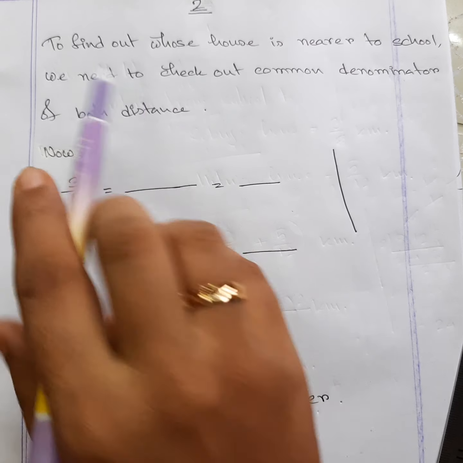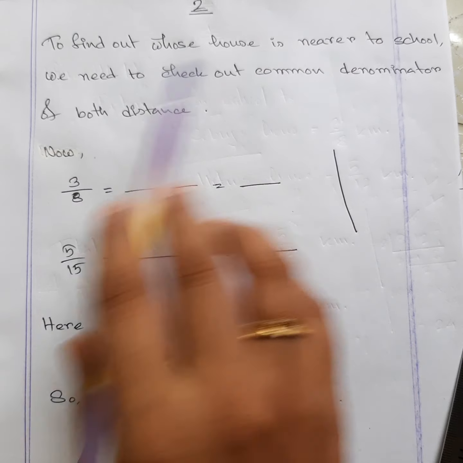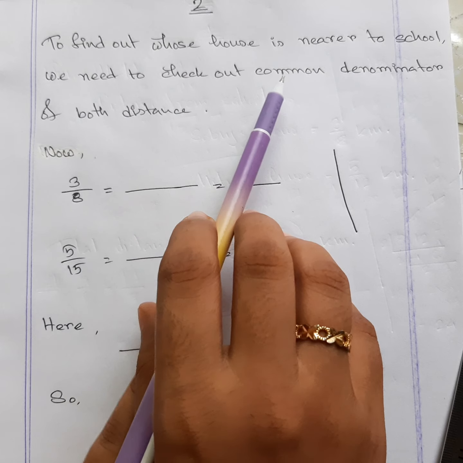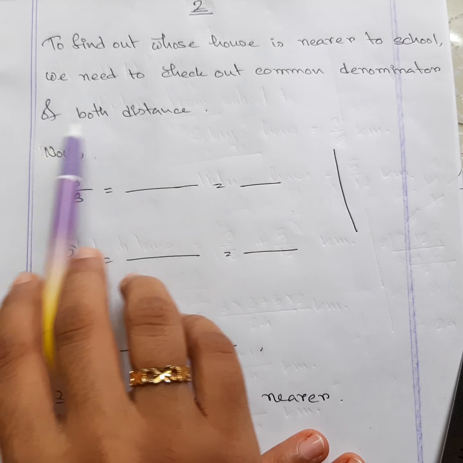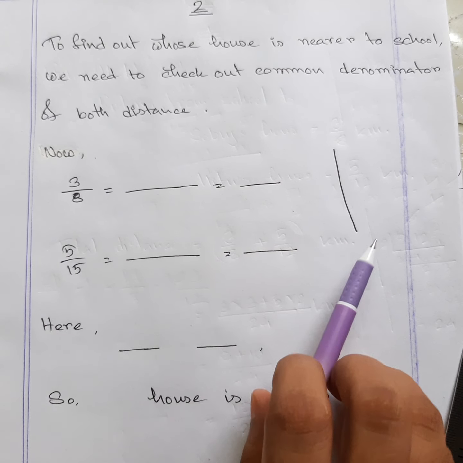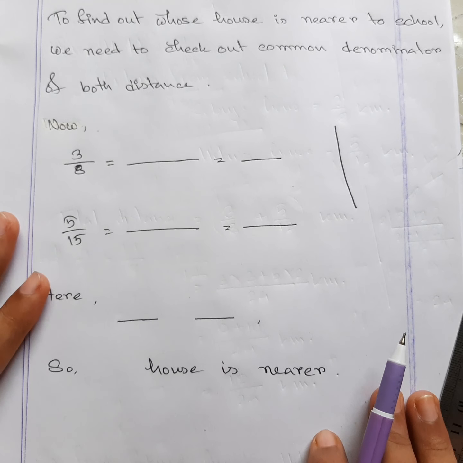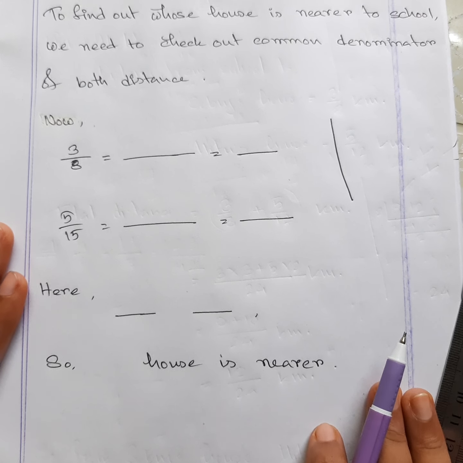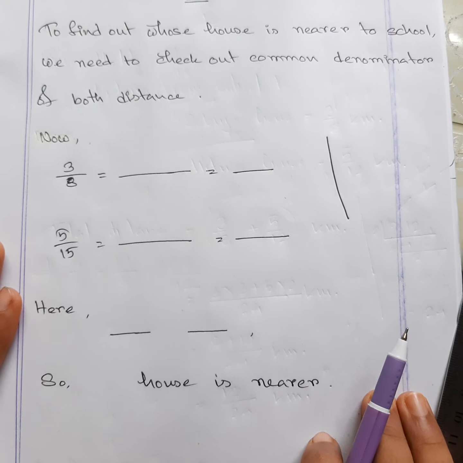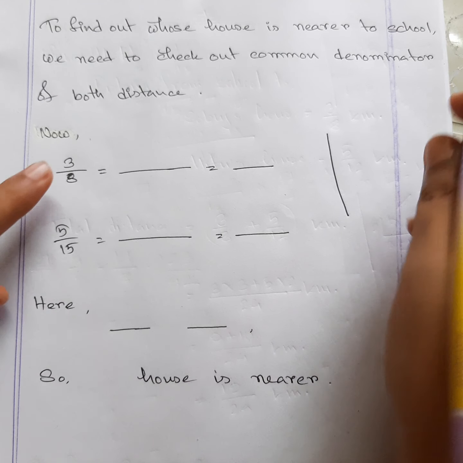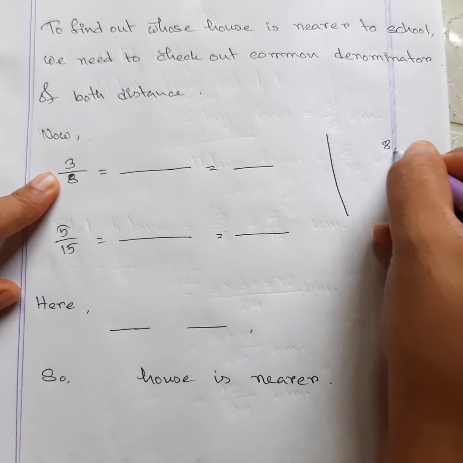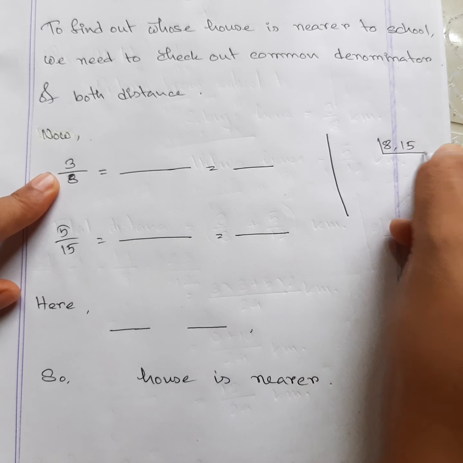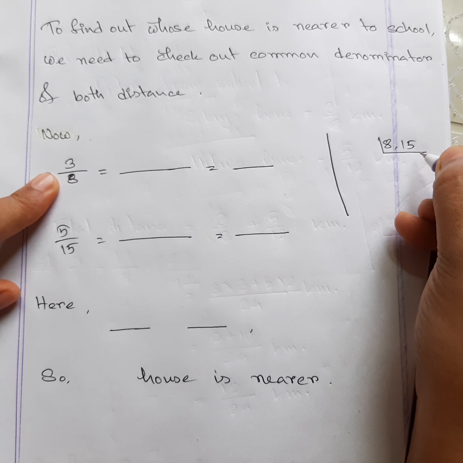To find out whose house is nearer to school, we need to check the common denominator of both distances. Already you know how to do the common denominator, right? Let's do it. Finding out the LCM first. With 2, no. With 3, with 4, no. With 5, no.